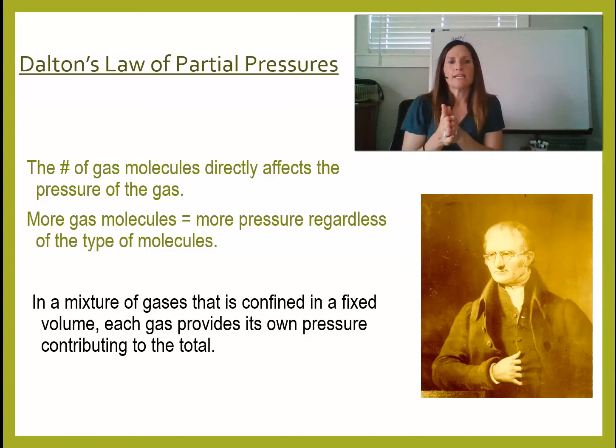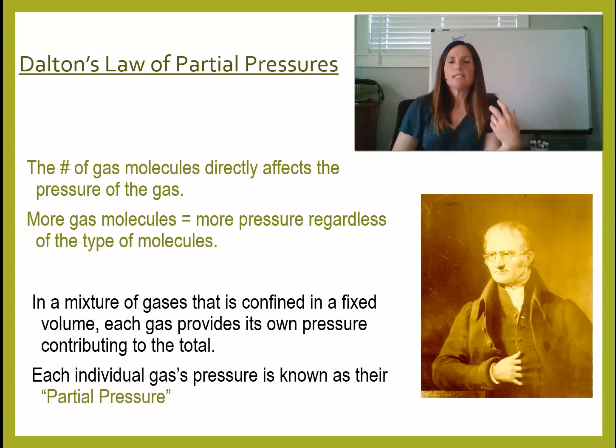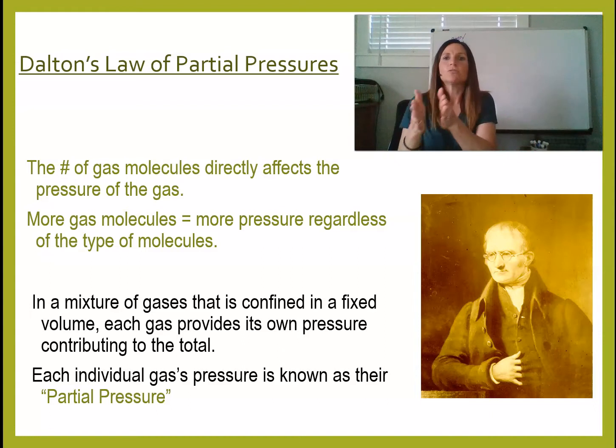So Dalton's law says that in a mixture of gases that is confined in a fixed volume, so it's in its own volume, volume's constant, temperature's constant, each gas provides its own partial pressure contributing to the whole. So the individual gas's pressure, the pressure due to oxygen or the pressure due to nitrogen or to fluorine, each of those is called the partial pressure.